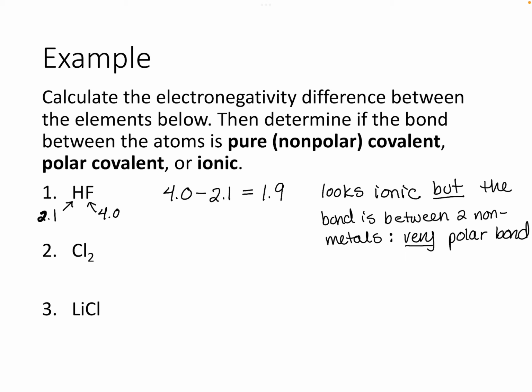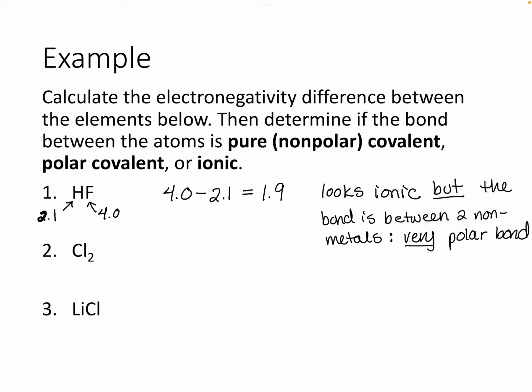So this one's a tricky one because initially we would think it's ionic, but it doesn't have a metal and a nonmetal. It has two nonmetals. So again, this would just be a very polar bond. So I threw this in here just as an exception to the rules we just talked about. But don't worry, all the other ones we're going to look at today follow the rules. All right, so let's look at the second one.